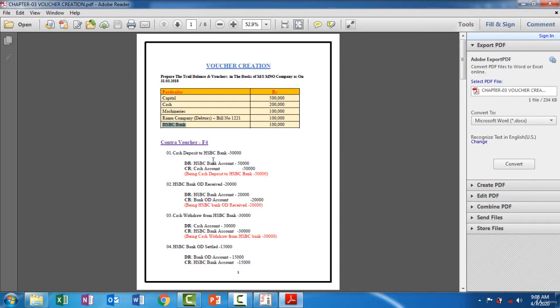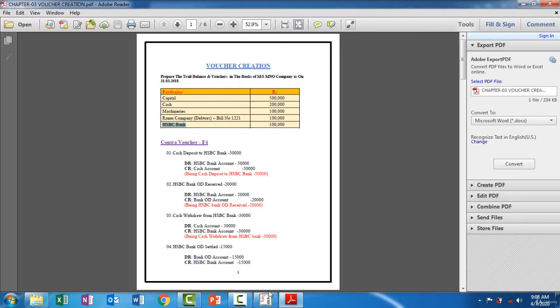So if we deposit into the bank, HSBC Bank, what will happen? What is the double entry? The double entry is very important. If you are going to enter a voucher or transaction into the Tally software, the double entry system is very important. That's why I took it as the first chapter. So cash deposit to HSBC bank, what will happen? Cash decreases, so cash account credit, and HSBC bank amount increases, so HSBC bank account debit.